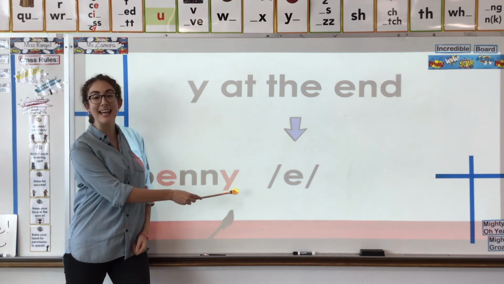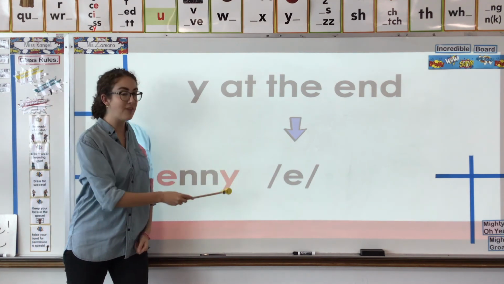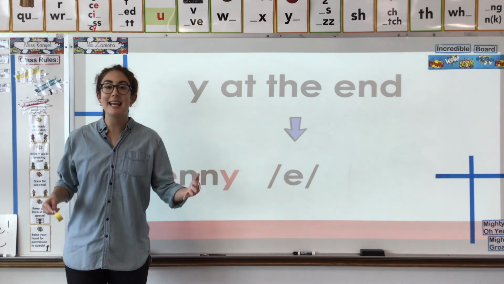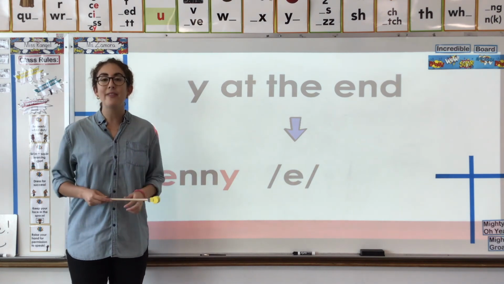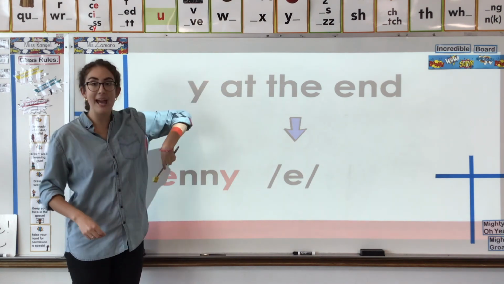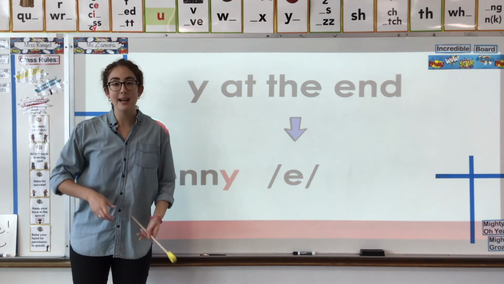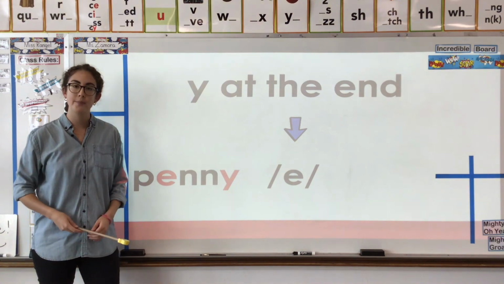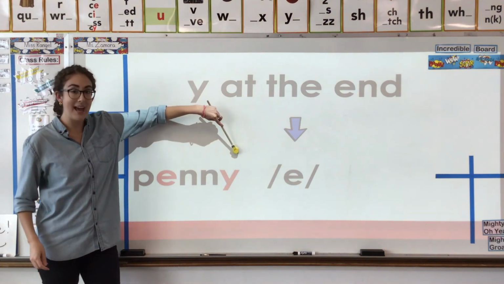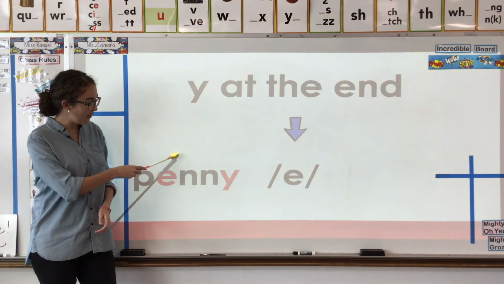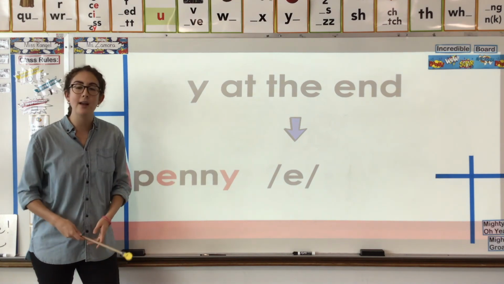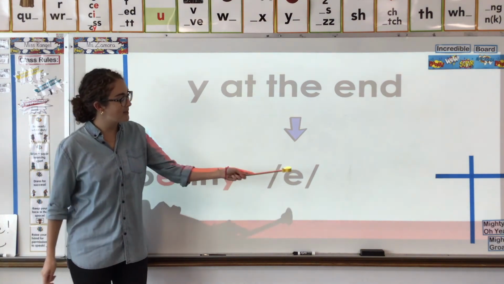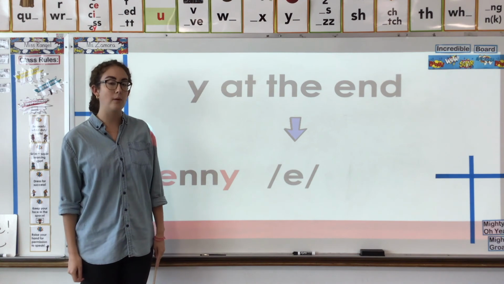Pen, E. The Y at the end of this word is saying the E sound. That's because first, it's at the end, so it's considered a vowel, and there's another vowel in the word. If a Y is at the end and has another vowel in the same word, then the Y is going to say the E sound when we read it.